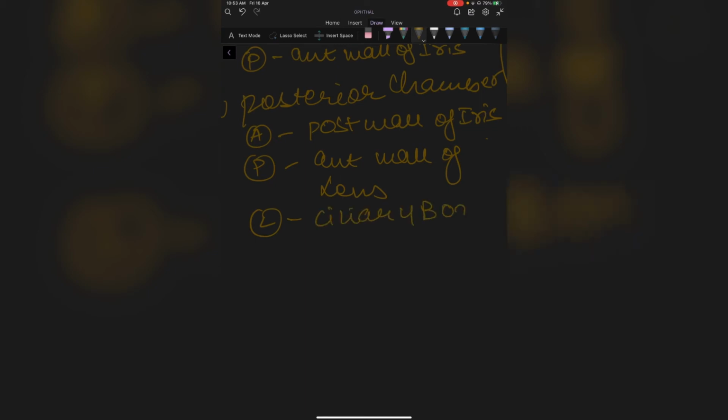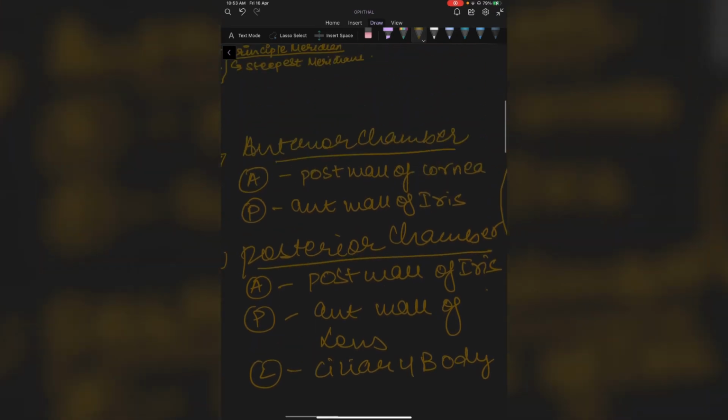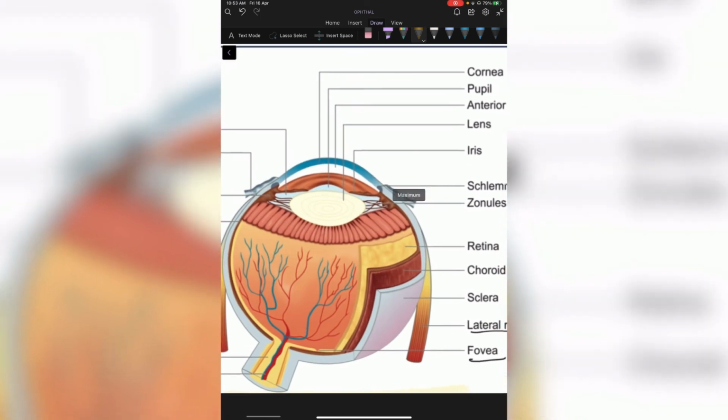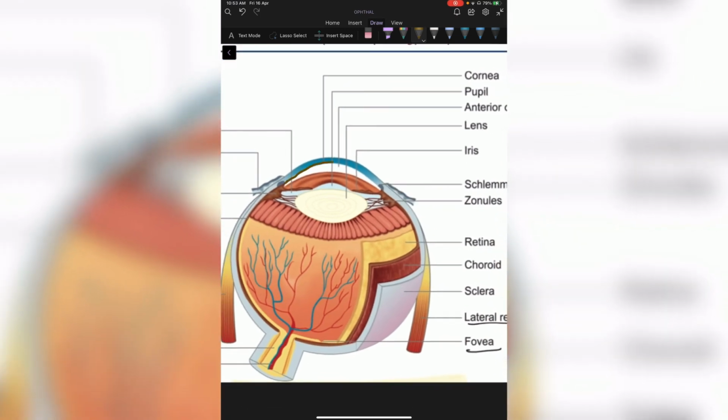So now, after discussing the theory, let us see what it looks like in a diagram. The anterior chamber is formed anteriorly by the posterior wall of the cornea, so this is the posterior wall of the cornea, and the anterior wall of the iris. This is the anterior wall of the iris, and some part of the ciliary body also forms it. So this is your entire anterior chamber.